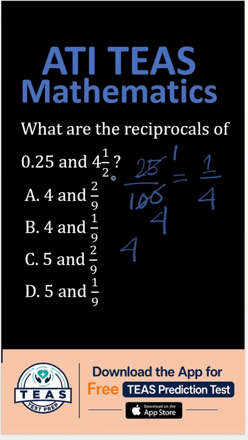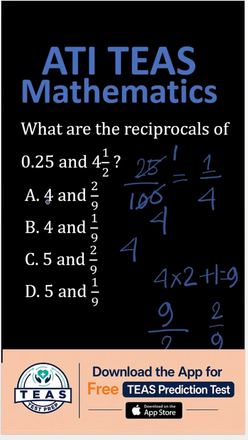Then we can convert the mixed fraction into an improper fraction. So we multiply the whole number with the denominator, that's 4 times 2, and we add the numerator, plus 1. So 4 times 2 is 8, 8 plus 1 gives us 9. So the 9 becomes the numerator and the denominator stays the same. So that's 9 over 2, and if we flip it, we get 2 over 9. So the correct answer is option A.